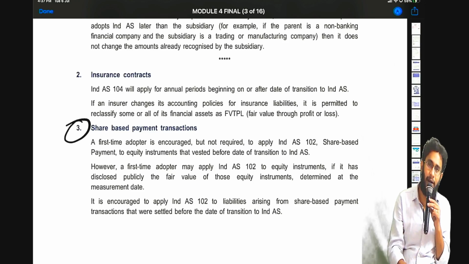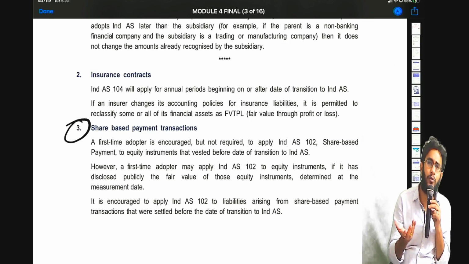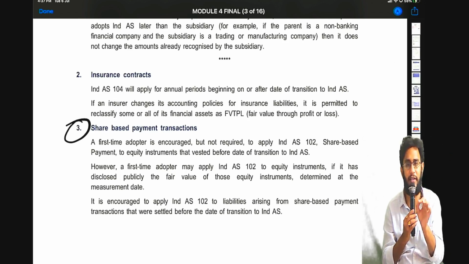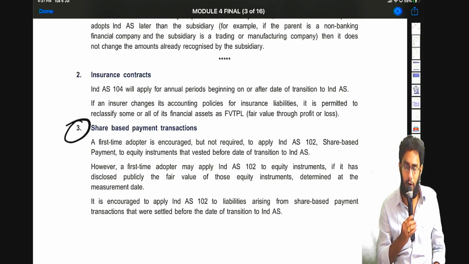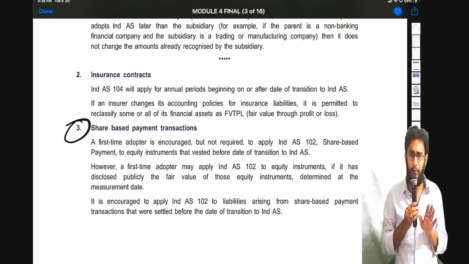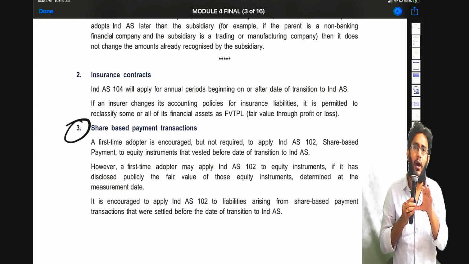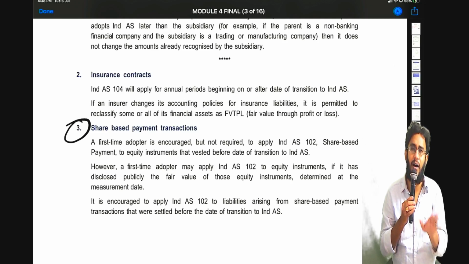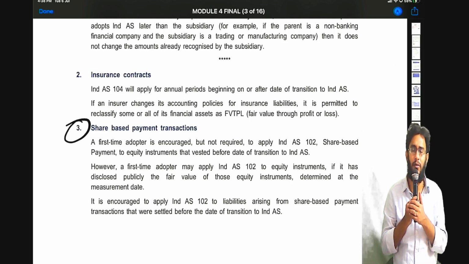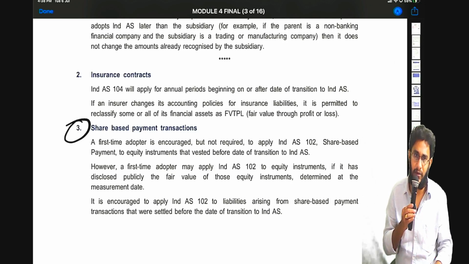Suppose you come and tell us that, sir, it is very difficult for us to do a retrospective effect. Then there is an optional exemption given to you. Let's say you have 100 options. Are all these 100 options vested? You say, no sir, 70 are vested, 30 are not vested.